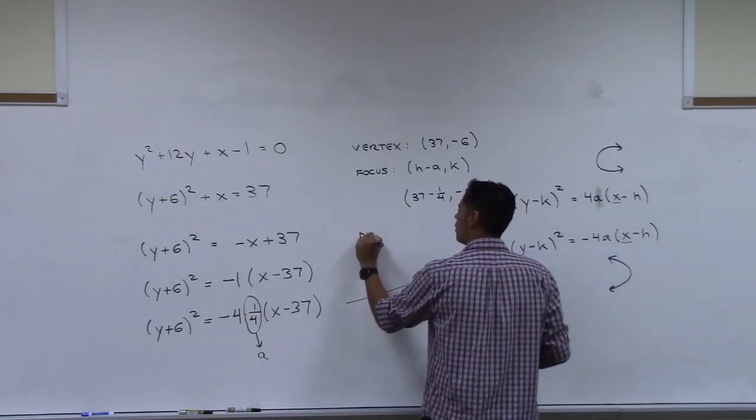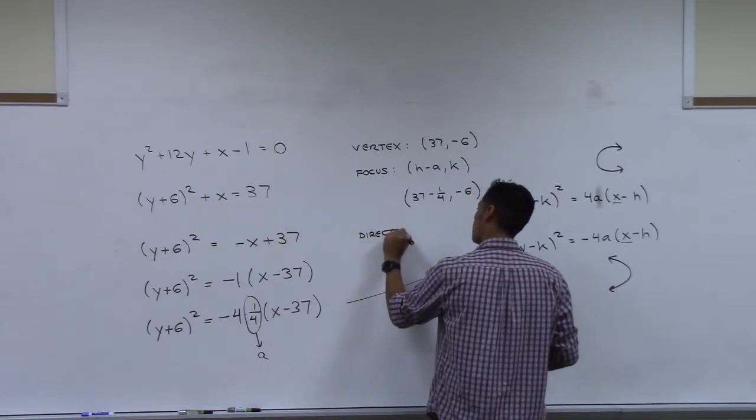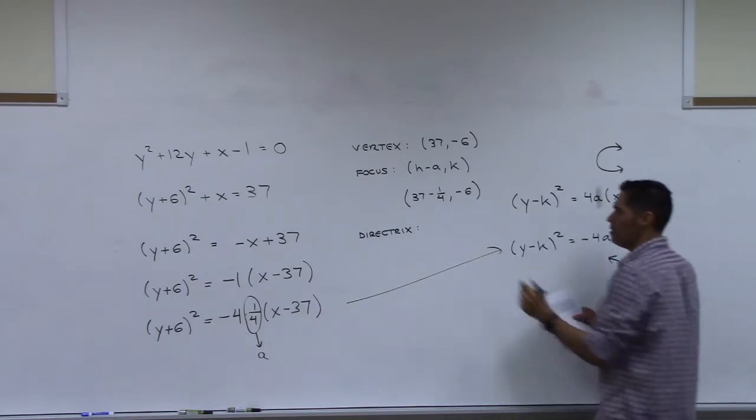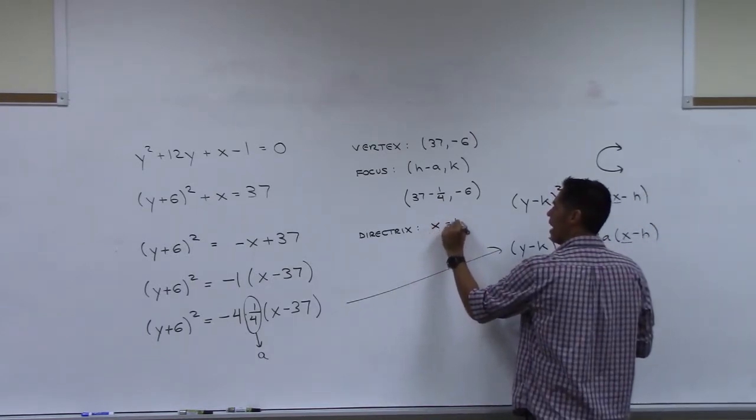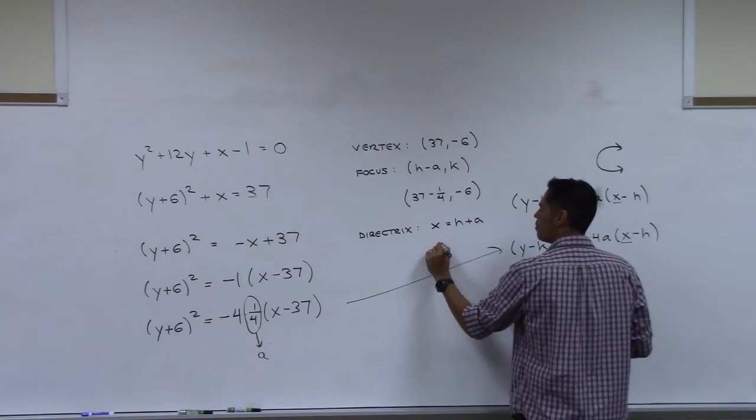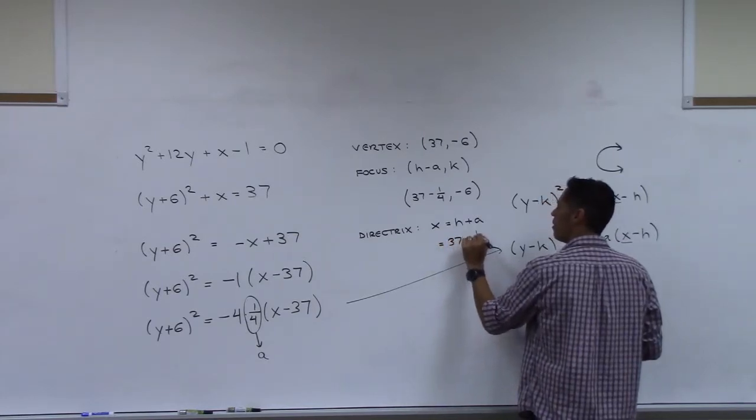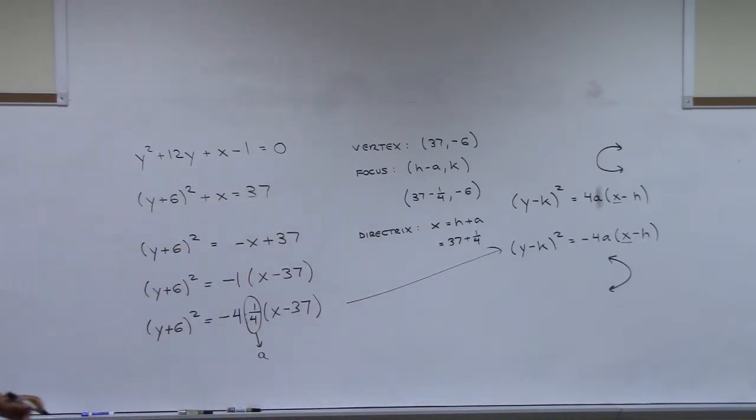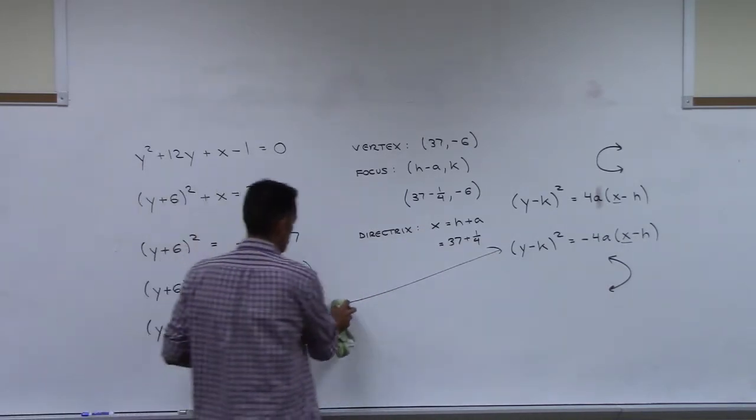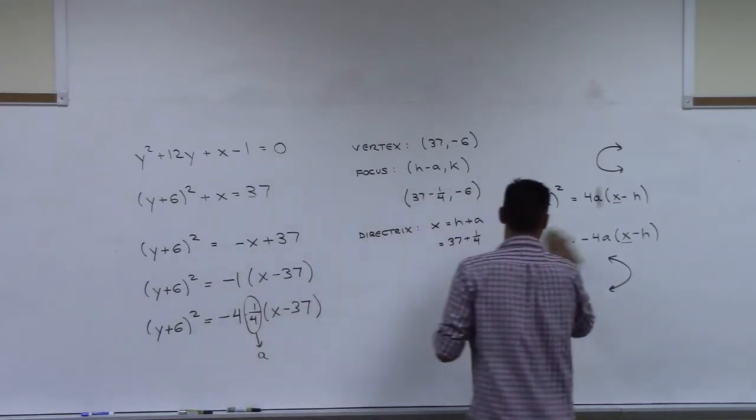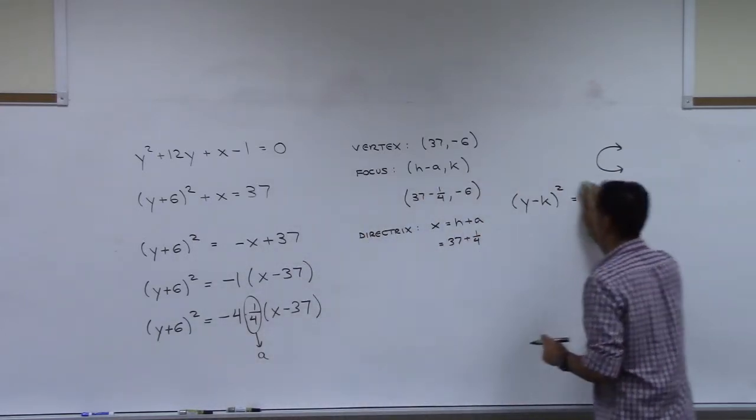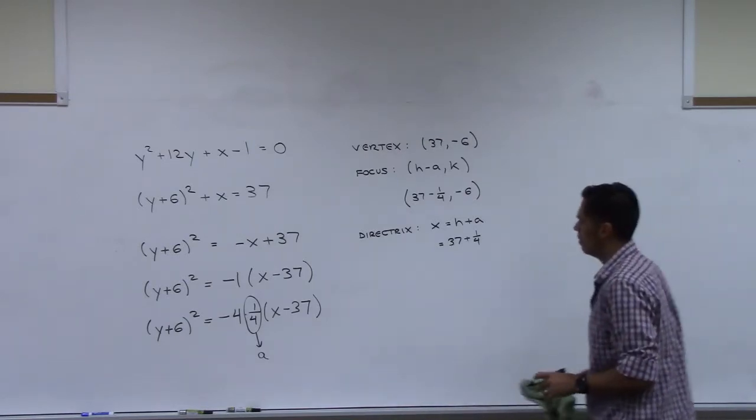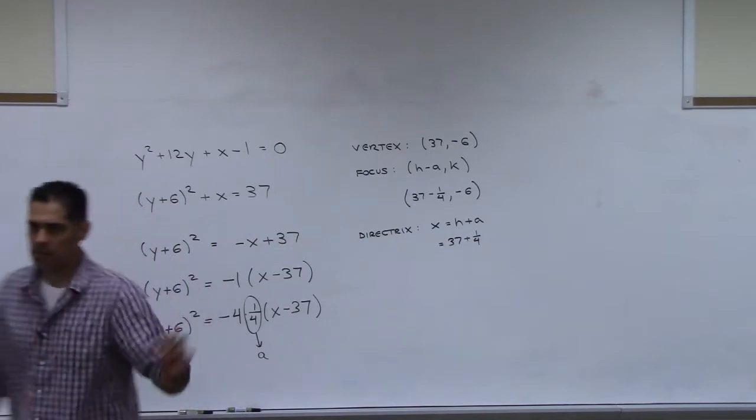What about the directrix? Again, we're acting like we don't know what it is right now. This is going to be h plus a, which would be 37 plus 1/4. Questions right now? What I've done?